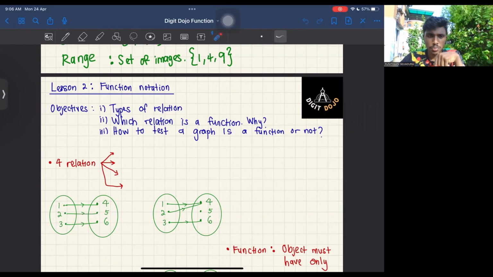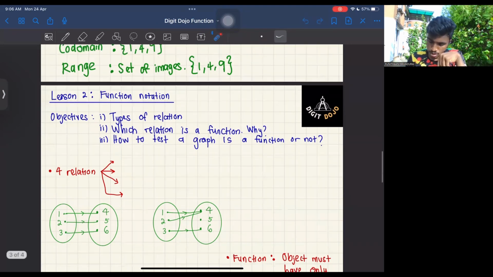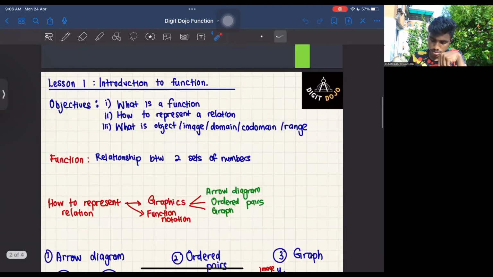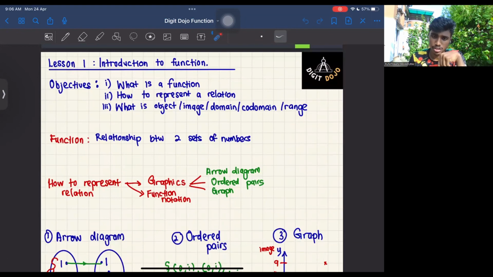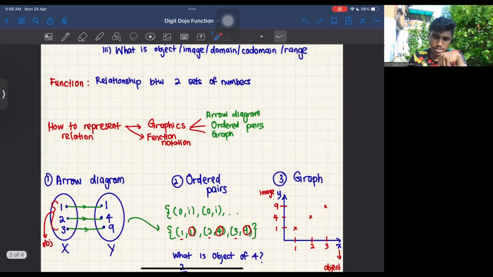So for today we will be continuing from the previous lesson, AdMaths Form 4 Chapter 1, which is function. In our previous lesson we have learned what is a function, how to represent a relation, and there are three ways: arrow diagram, ordered pairs, and graph. And what is object, image, domain, codomain, and range, all the definitions we have seen.